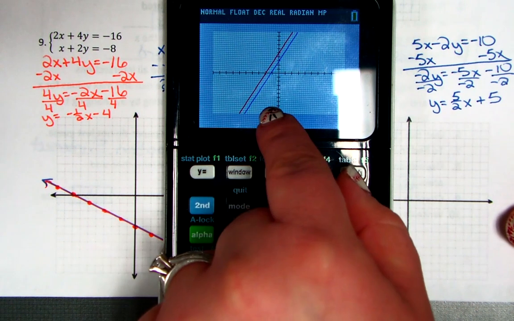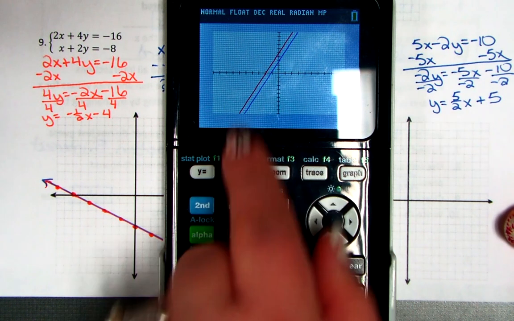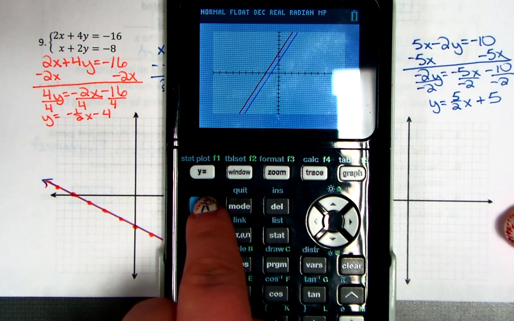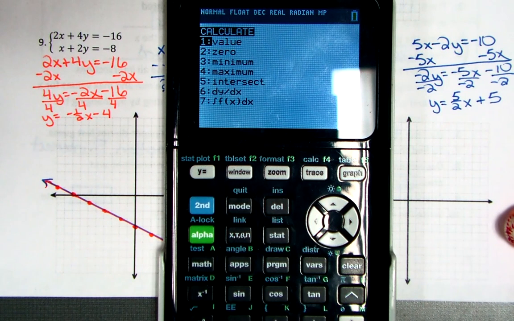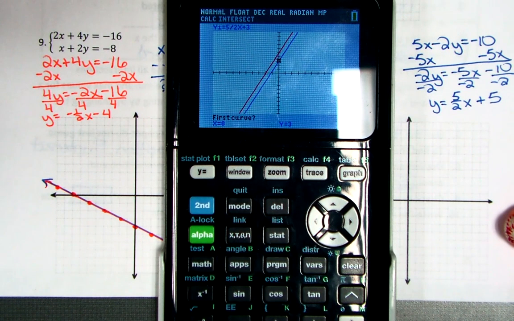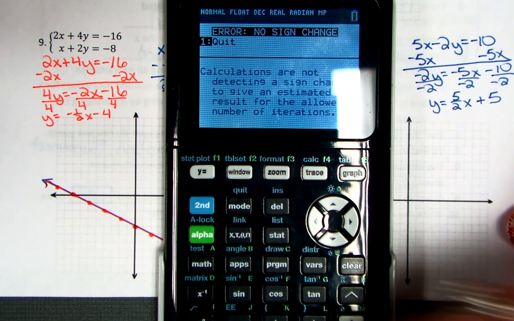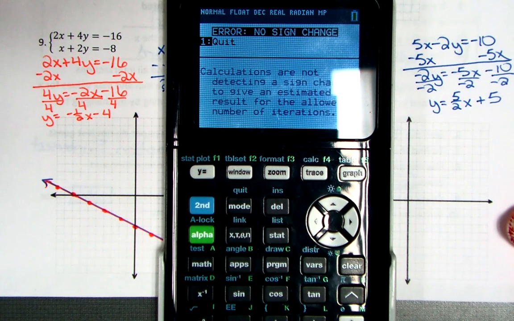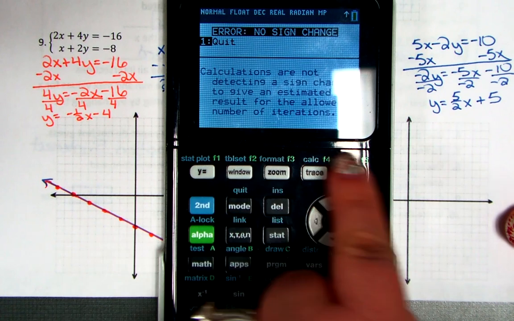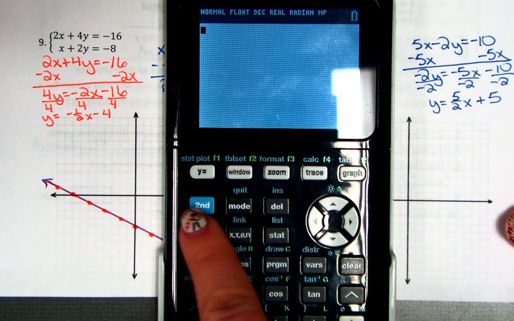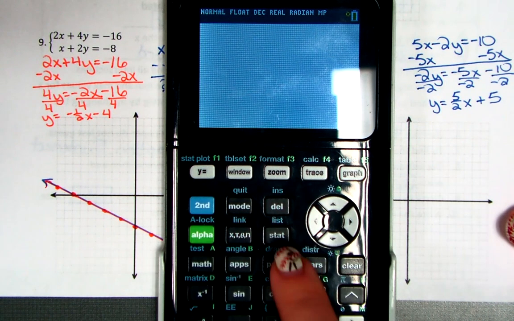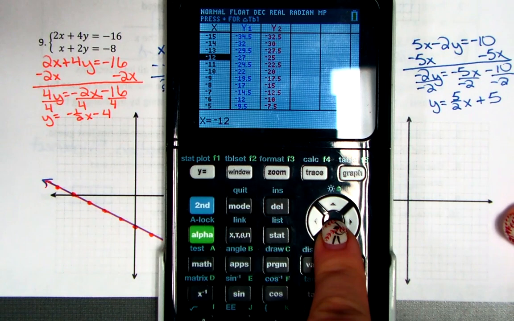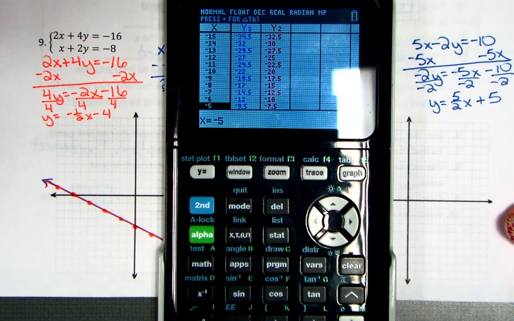So we can see that I have two parallel lines. So we know that if I were to try and do second calc and do intersect, option 5, there's not really a place that they're going to cross, and it's going to give me an error. It'll say an error, no sign change, which means that we have got something that's no solution. But we can find some points from our table, second table, find some that will fit on your table, and plot them.